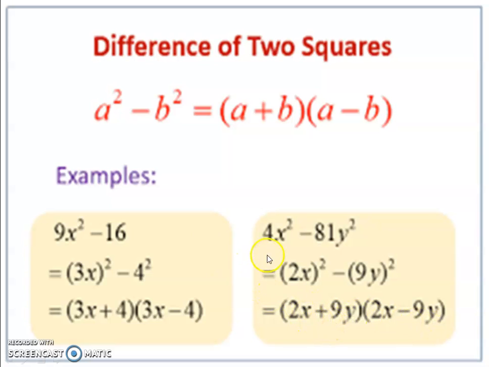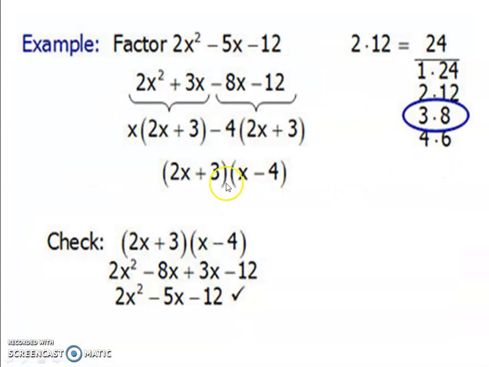So we prove that the factors of 4x square minus 81y square are 2x plus 9y and 2x minus 9y, and the factors of 9x square minus 16 are (3x) whole square minus 4 square, so 3x plus 4 and 3x minus 4.